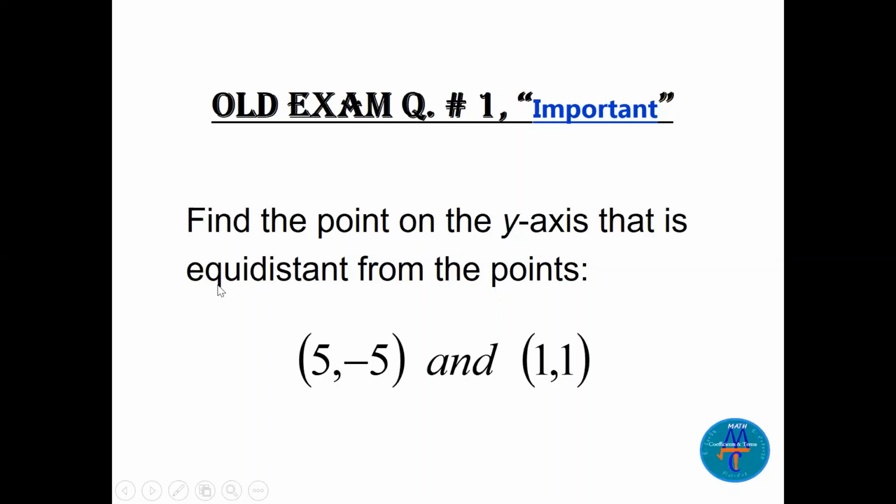Equidistant means the same distance. Equidistant means the same distance from the points. So this point that we need to find, the distance from that point to (5, -5) is the same as the distance from that point to (1, 1).